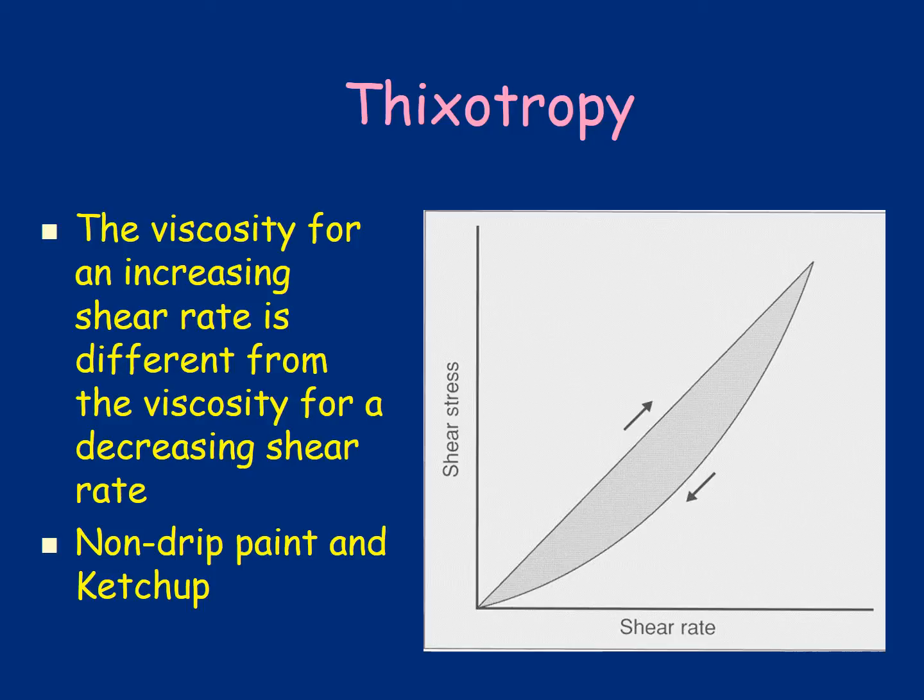Thixotropic behavior occur when mixing the material, the molecules change their places, and when they didn't have enough time to return back to their original place, thixotropy will occur. The viscosity of the fluid is dependent on the previous deformation it was subjected to. And from the curve, you can get the definition of thixotropy. It is the viscosity for an increasing shear rate is different from the viscosity for a decreasing shear rate. An example of this is ketchup and non-drip paint.